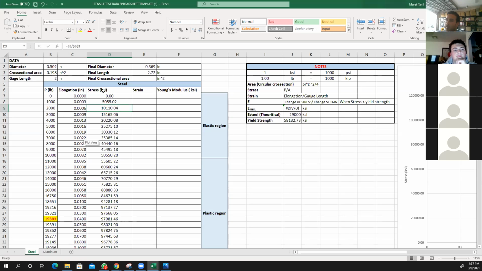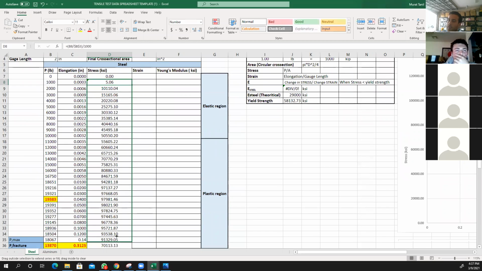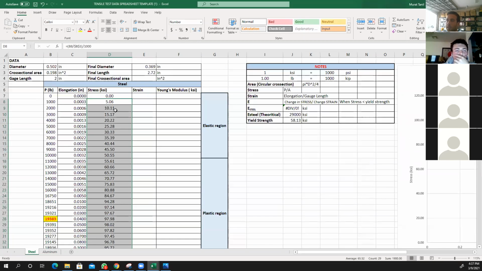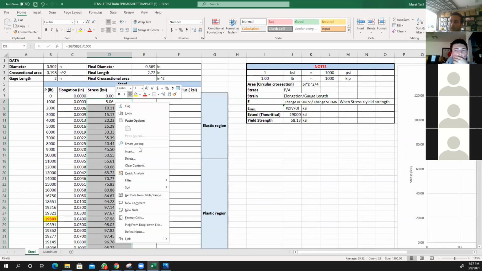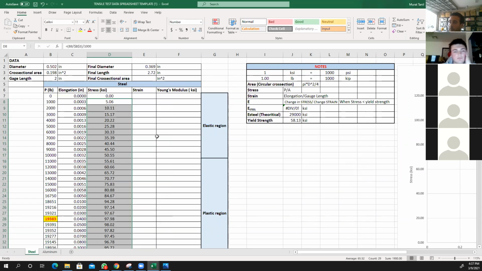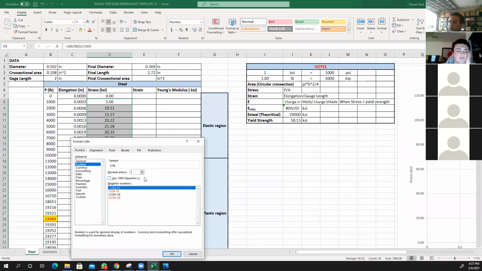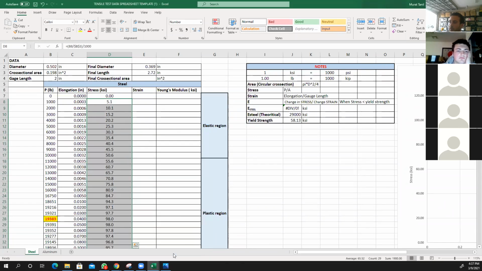So these are in PSI actually. To change it to KSI, that's the unit that I'm going to use, I should divide it by 1000. So it's 5 KSI, 10 KSI, 15 KSI, 20 KSI. I can also format these cells to make it clean. I can reduce the decimal to 1 and it's more clear.